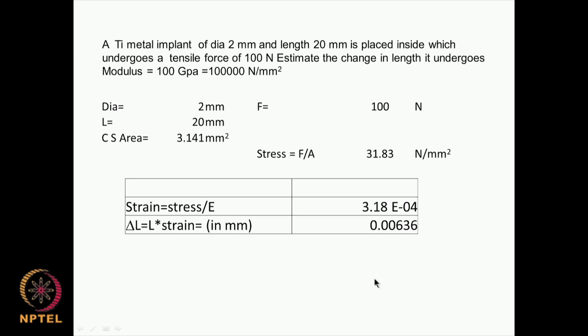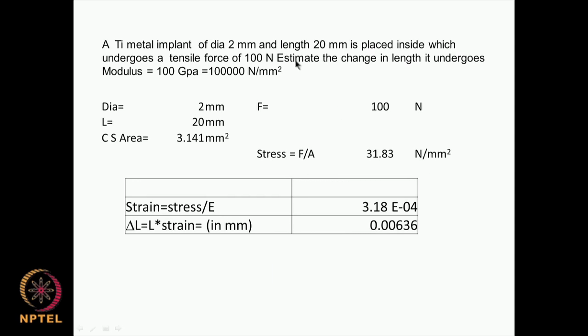Did you notice that when I use a stainless steel implant which has a modulus of 200 gigapascal, with the same diameter, same length, same force, I got approximately 0.003. And when I use a titanium implant which has 100 as its modulus of elasticity or Young's modulus, the increase in length is 0.0063. So, it gets elongated much more than the previous one. You think it is not a problem, but it is actually a problem.